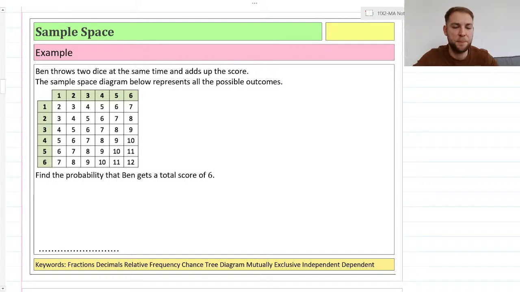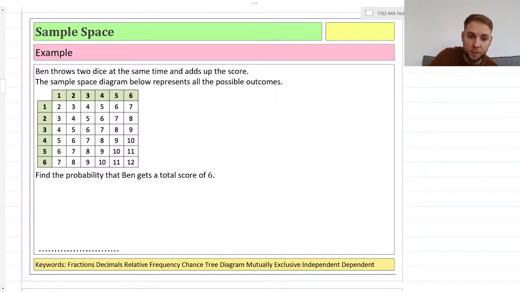Now this is where we step it up a little bit. Now not too much, because we did have a look at this in the first one. But it says here, now they don't always give you this sample space. Sometimes they just ask you to do it and then you've got to work it out yourself. But this one here says Ben throws 2 dice at the same time and then adds up the score. The sample space diagram below represents all the possible outcomes. Find the probability that Ben gets a total score of 6. So, this one here, we need to think about the amount of 6s we get over the total amount of outcomes.